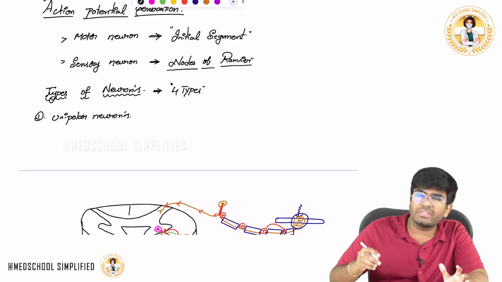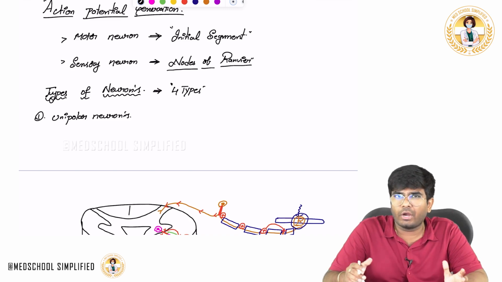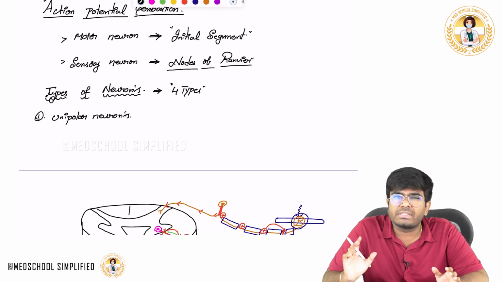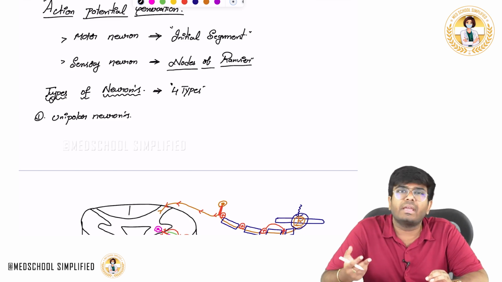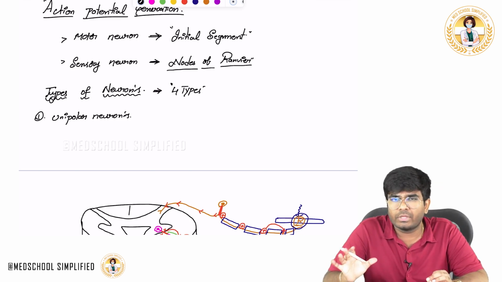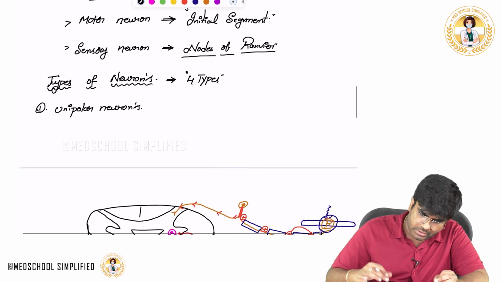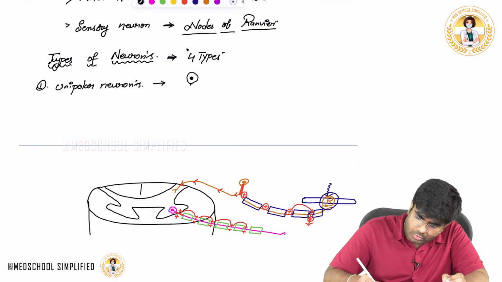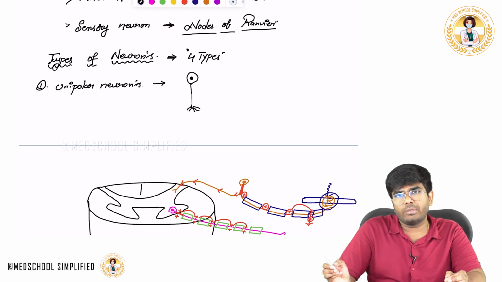Unipolar neurons are usually not present in humans according to physiology. But one question: unipolar neurons are present in which area in a human, according to the anatomy? What does a unipolar neuron look like? Here is the cell body. There are no dendrites. There is only one process, one axon. That's it. These are called unipolar neurons.